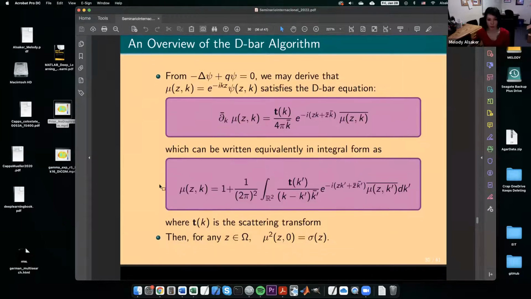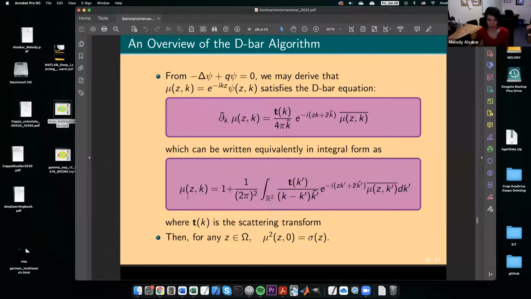And so from that Schrodinger equation, we may derive that the auxiliary function mu, which is related to the solution to the Schrodinger equation, satisfies what we call the dbar equation. It's called the dbar equation because it's got this dbar derivative in it. You can see the scattering data is right here. That's where your measured data would show up. And we can write this equivalently in integral form. In this formulation, it is a Fredholm integral equation of the second kind. We can solve this on a computer, basically. It's not that hard to solve.